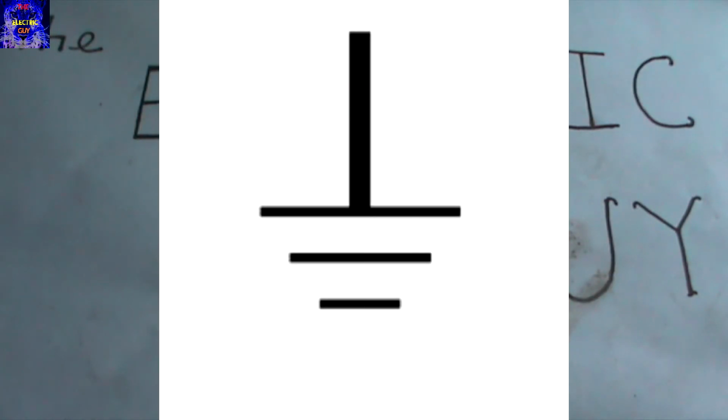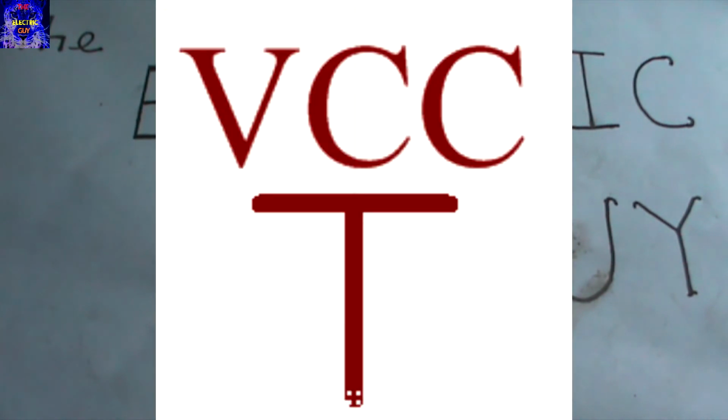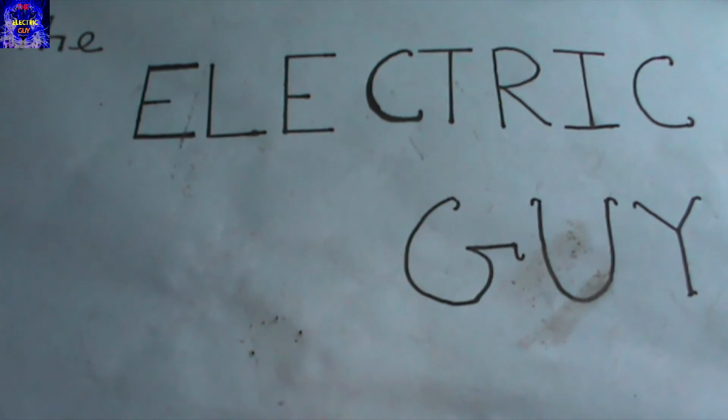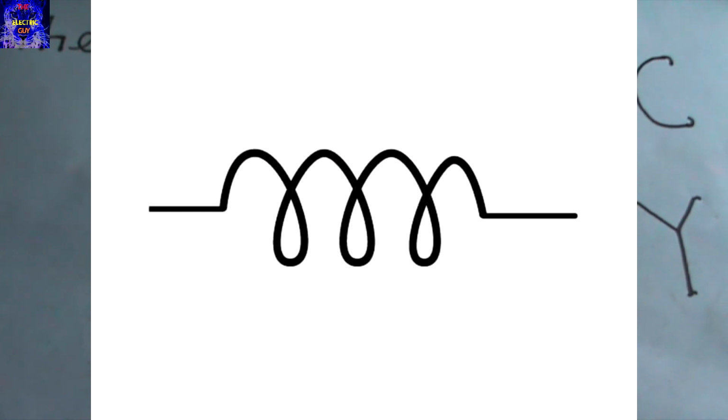Then GND, which is normally used for the negative side of the battery. Then VCC, which is normally used for the positive side of the battery. And at last, coils or inductors, which are represented by curly lines as shown on the screen.